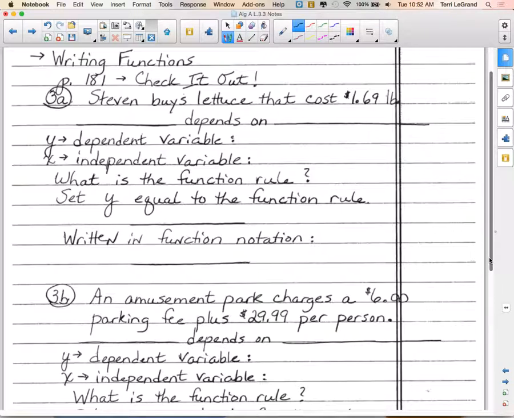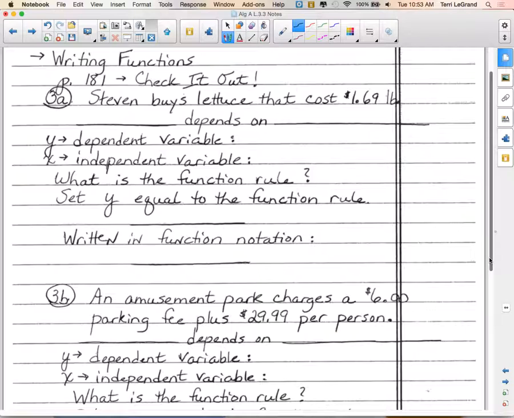Stephen buys lettuce that costs $1.69. What does LB mean? A pound, okay. What depends on what here? Well, we have to decide what the two things are that are unknown. What are the unknowns in this? Stephen's buying lettuce. Seth, what do you think? Steve buys lettuce and it costs $1.69 a pound. What are the things that can change? How many pounds you get? Okay. So the number of pounds Stephen buys of lettuce. And what's the other thing that can change in this? Total cost. Yeah, it sounds like a lot of our other ones here.